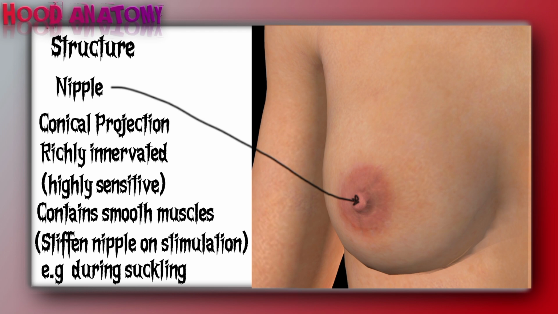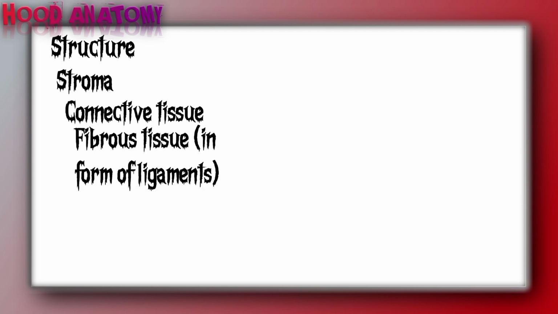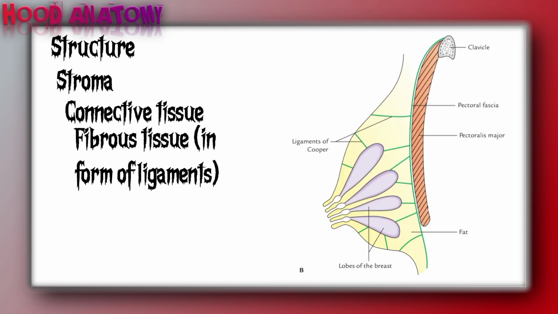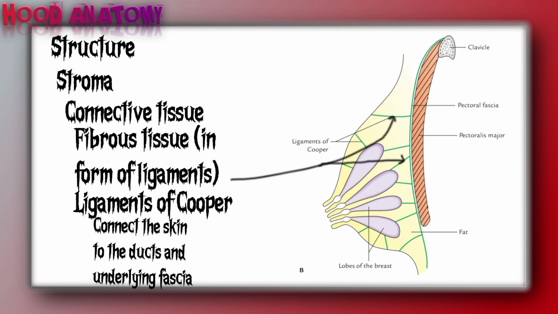Now make we enter the stroma. The stroma get two major aspects. E get the connective tissue portion and then the fat portion. Now the connective tissue portion, first of all, e dey in form of small small strands of fibrous tissue wey dem dey refer to as the ligament of Cooper or suspensory ligament of Cooper. Dem dey connect the skin and the duct of breast with the pectoral fascia wey dey under them.